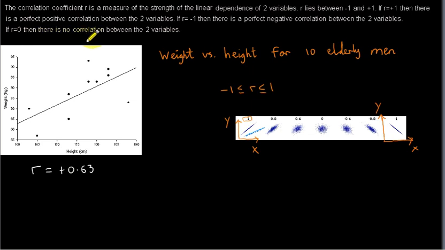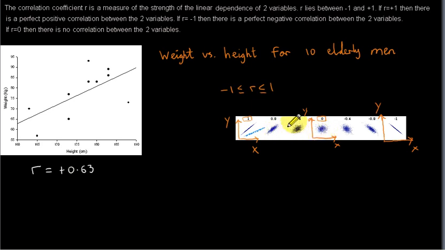If R equals 0, there is no correlation between the two variables. So that's this data set here. Increasing x by a certain value doesn't actually affect y. There's no linear dependence whatsoever between y and x. And there's no sense in which we could fit a straight line to this data. So R equals 0.